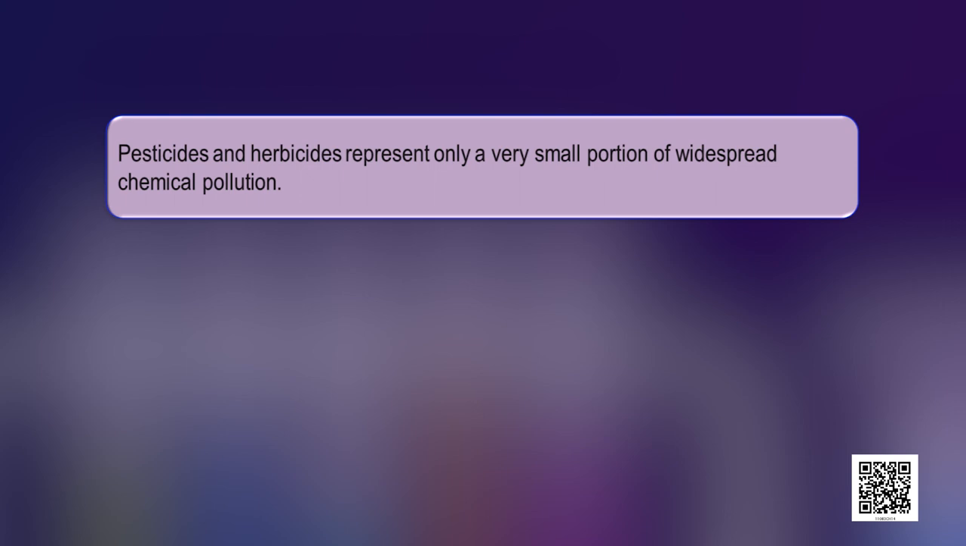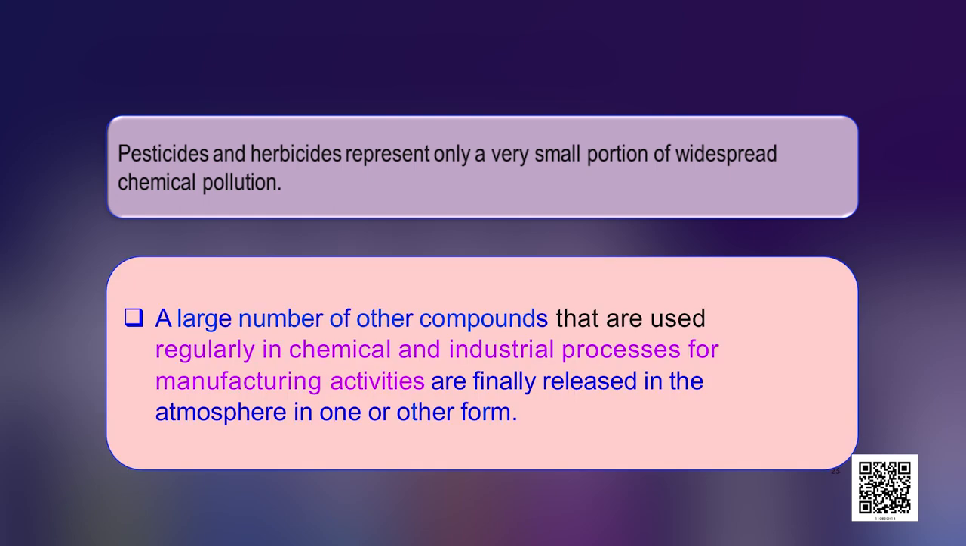Pesticides and herbicides represent only a small portion of the widespread chemical pollution. A large number of other compounds that are used very regularly in chemical and industrial processes for manufacturing activities are finally released in the atmosphere at one point or the other, or in one form or the other. In addition to the above, industrial waste is also responsible for the pollution. So, let us have an insight into that also.